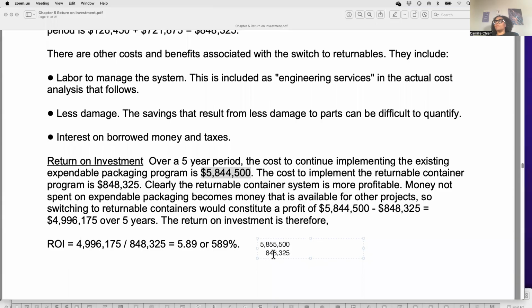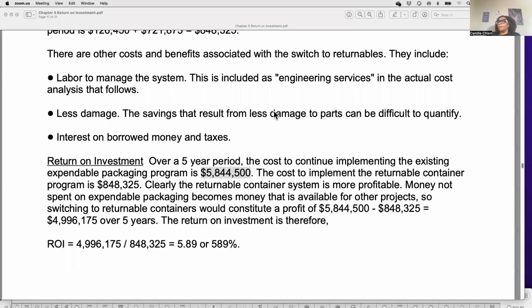This is slightly over $5 million more. So if you're just doing a real quick number, it's like a $5 million difference between the two. Okay, so this is where it says clearly using returnables is more profitable. That's why we put them under each other and you look at the difference. If you just look at these two numbers, it's a huge difference. So that money can be used for other things, right? So it helps make the company more profitable and you can use it for other things.